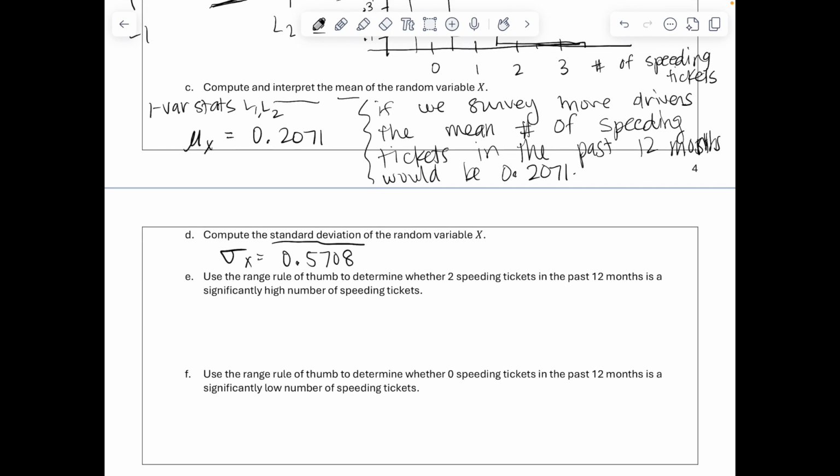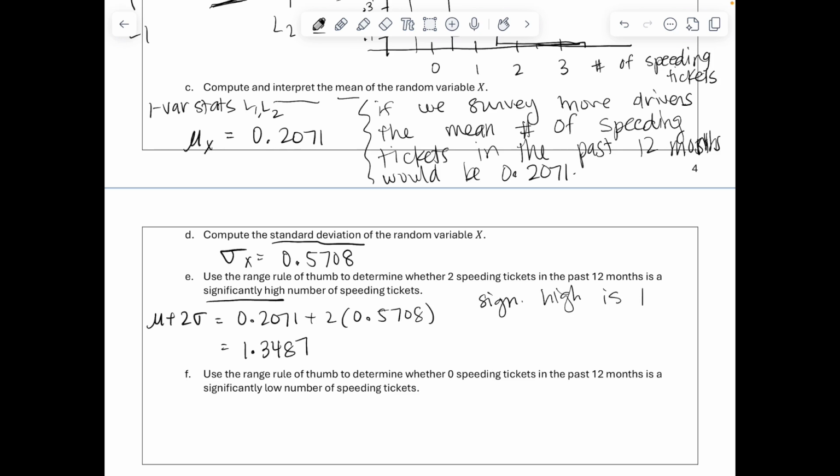Part E says to use the range rule of thumb to determine whether 2 speeding tickets in the past 12 months is a significantly high number of speeding tickets. So again, for significantly high, this is going to be the mean plus 2 standard deviations. And in part C and D, we do have the mean and the standard deviation. So the mean is 0.2071 plus 2 times our standard deviation. And then substituting this in on our calculator, we get 1.3487. And so significantly high is going to be 1.3487 or more speeding tickets.